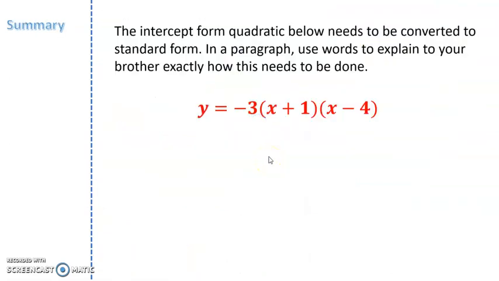Lastly, for your summary, write a paragraph. So the intercept form quadratic below needs to be converted to standard form, right here. In a paragraph, use words to explain to your brother exactly how this needs to be done. If you don't have a brother, pretend like you have a brother. So you are explaining exactly how you would change this intercept form equation into standard form using words in a paragraph.